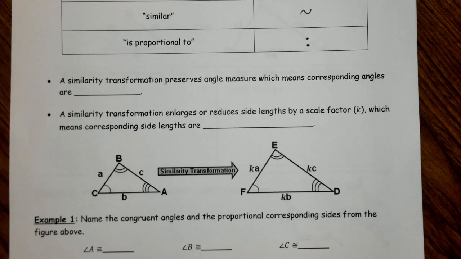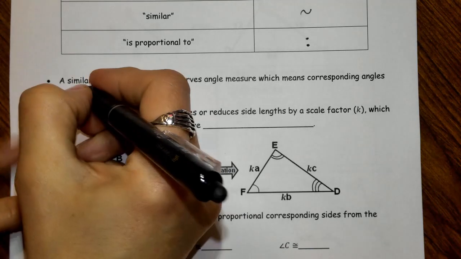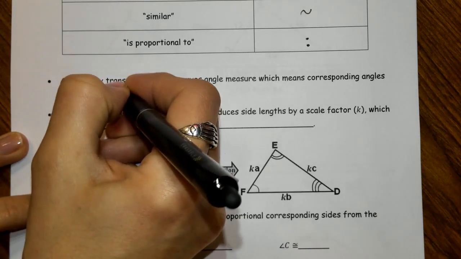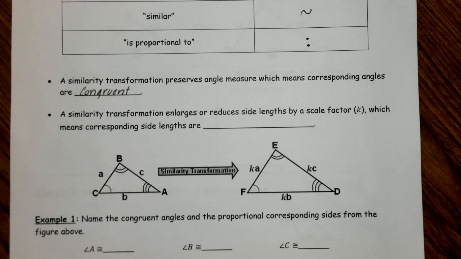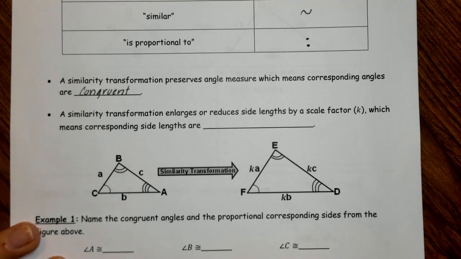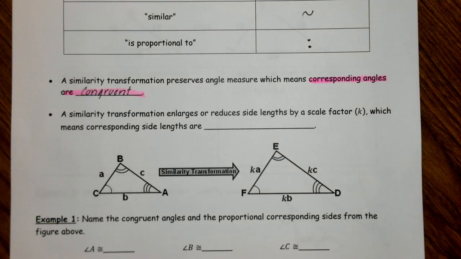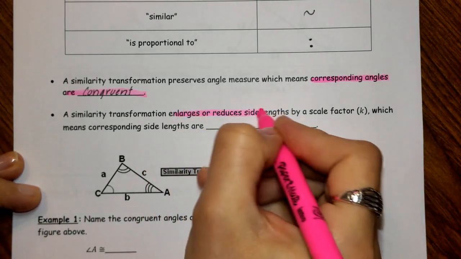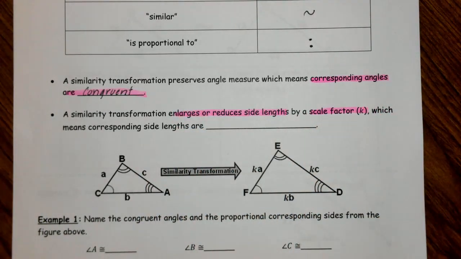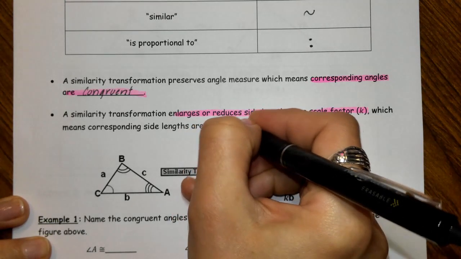Similarity transformation preserves angle measure, which means the corresponding angles are congruent. So just like with congruent figures, the angles will remain congruent no matter how much bigger or smaller. So your corresponding angles are congruent. Now these sides are not going to be congruent like in congruent figures. Similarity transformation enlarges or reduces the side lengths. Okay, and this is by your scale factor, k. The lowercase k represents scale factor. This means that your side lengths will be proportional.